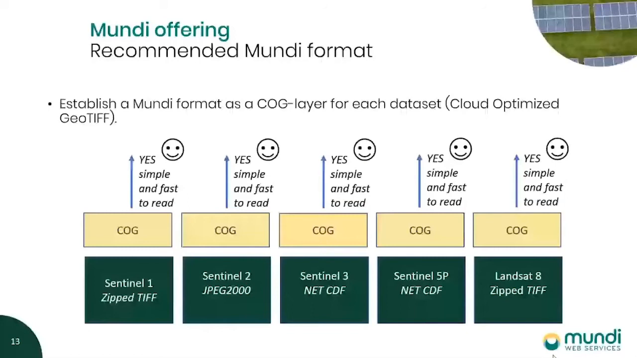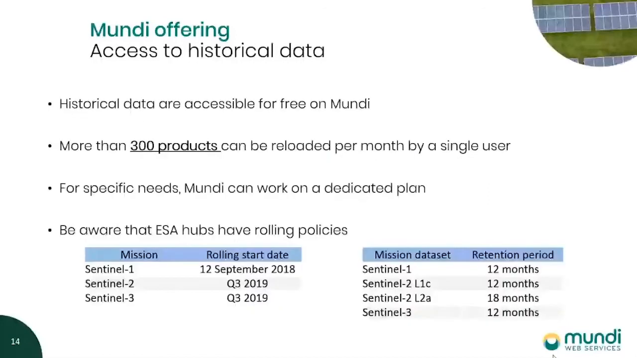Another thing that is possible with Mundi is access to all the historical data. So when you have a free Mundi account, you're able to reload, meaning taking products from the archive to the online status. You can reload more than 300 products a month with a single account, which allows you to search a specific area since 2014 with no problem in a single month. So, meaning 300 scenes. It's possible to do that.